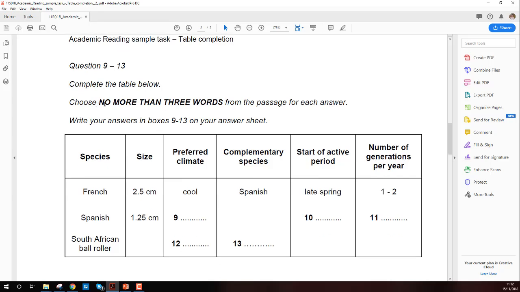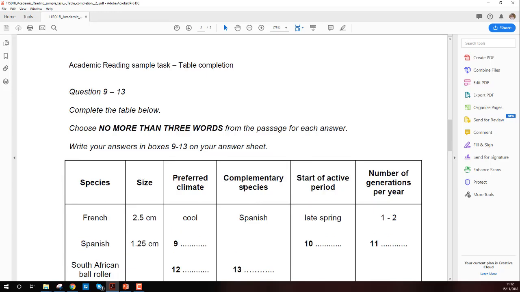So first thing we need to do, read the instructions. Complete the table below. Choose no more than 3 words from the passage for each answer. So if we write 4 words, 5 words, 6 words, we're wrong. So it can be 1 word, 2 words, or 3 words. Write your answers in boxes 9 to 13 on your answer sheet. So 9, 10, 11, 12, 13.